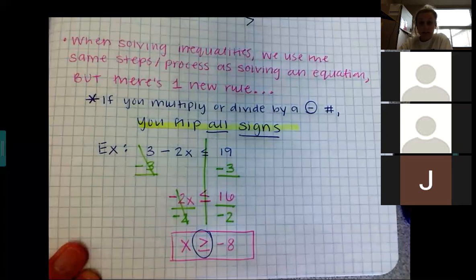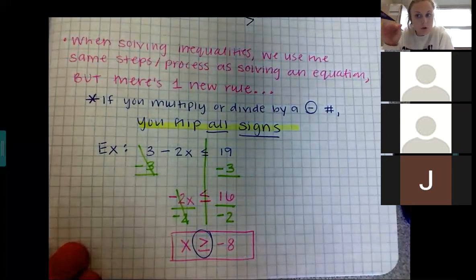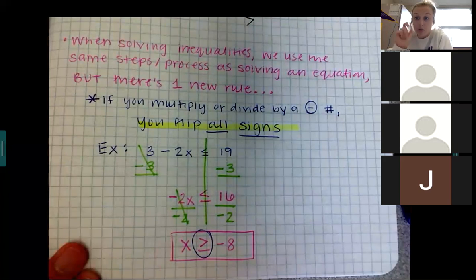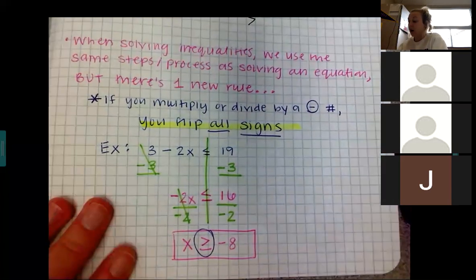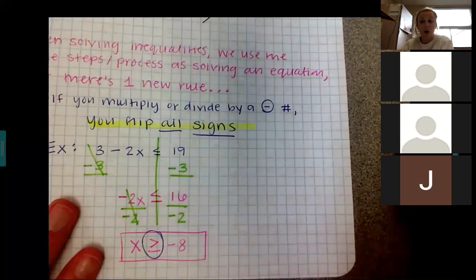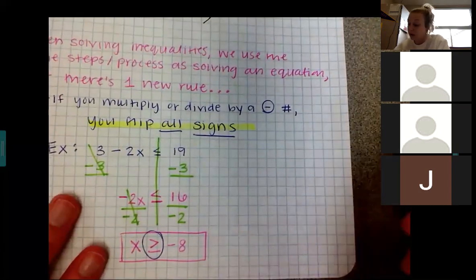That is it for notes. Now do not leave. I'm not done. We're going to do examples, but that's the only new thing. So all of our solving steps are same. I did have a couple people ask me if I could write down the solving steps as a review. So let's write them down.